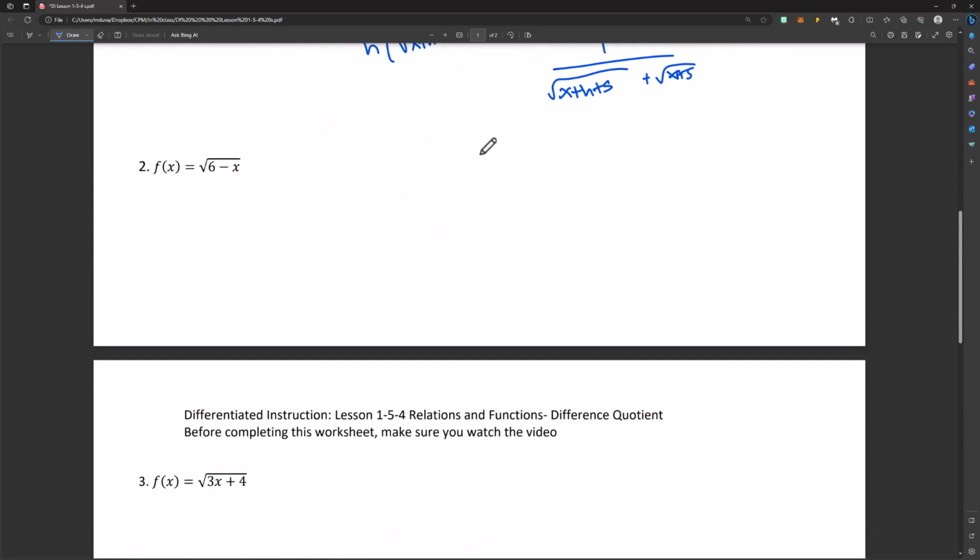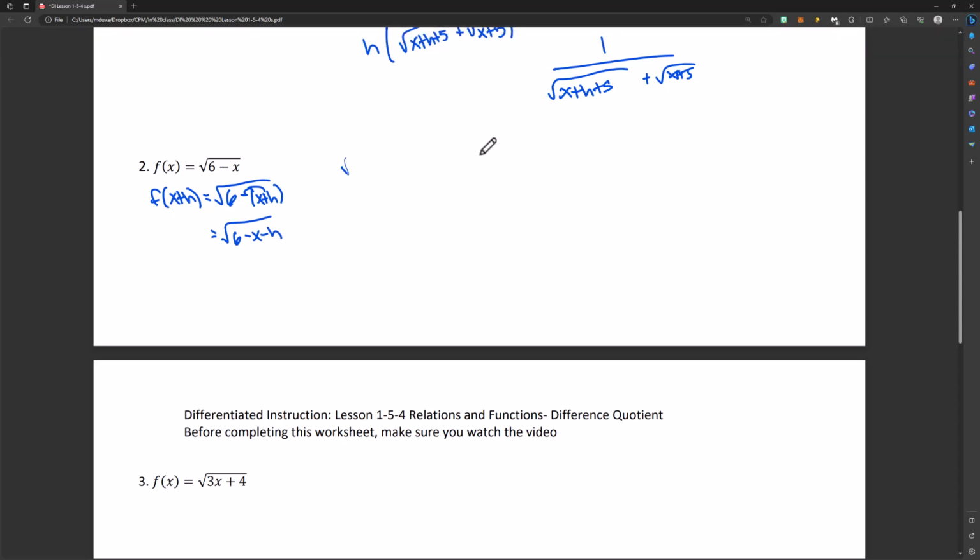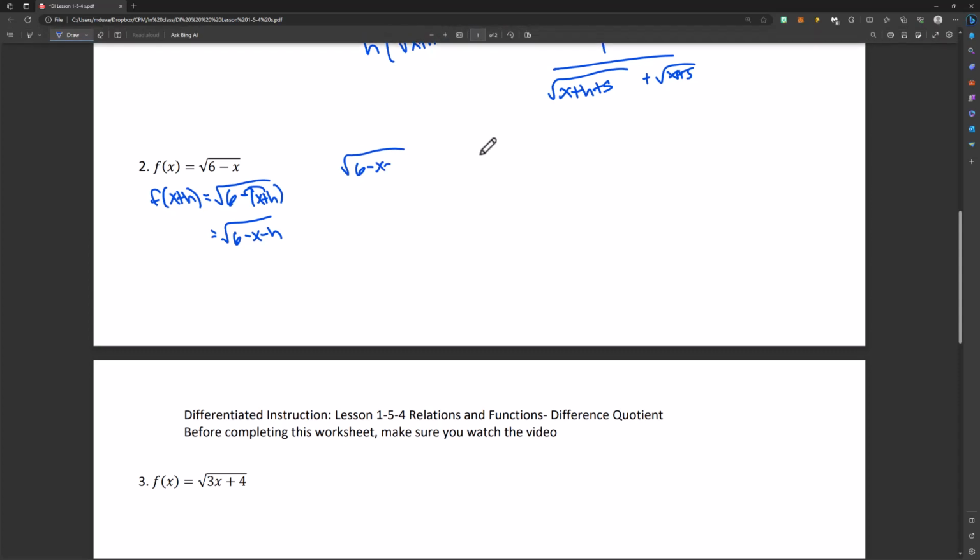Let's look at number 2. So remember, this is 6 minus blank. So f of x plus h, the square root of 6 minus blank, and what are we putting into the blank? X plus h. That means that negative distributes. So 6 minus x minus h. So now using the difference quotient, f of x plus h minus f of x all over h.